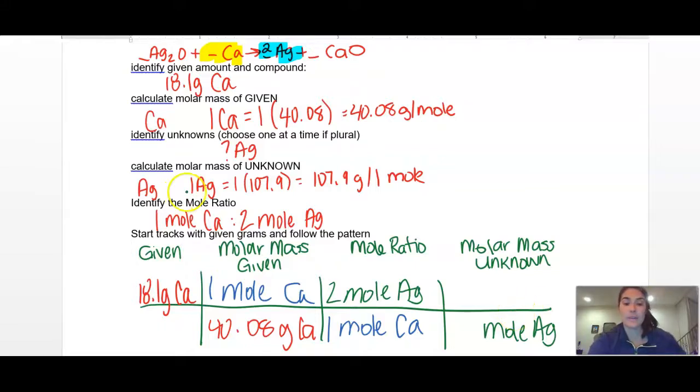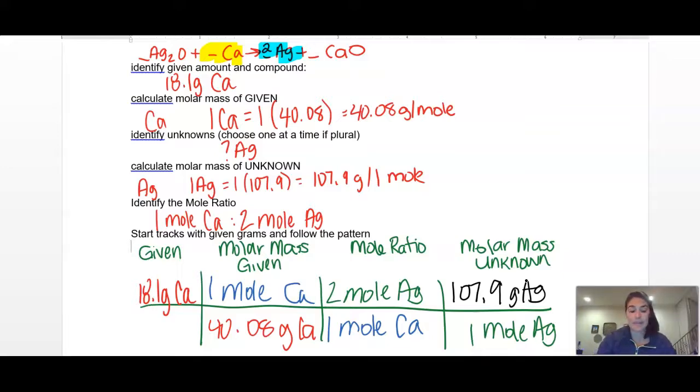So for silver, we said that in 1 mole, there are 107.9 grams. Okay, so that is your train track process. I tried to color coordinate it so you could see how the units were canceling. So now we're gonna plug this in.